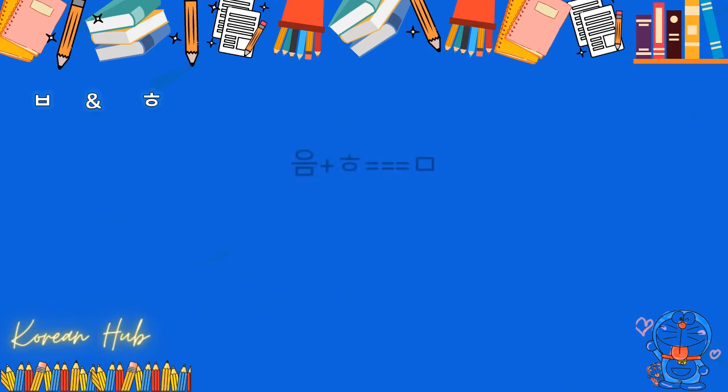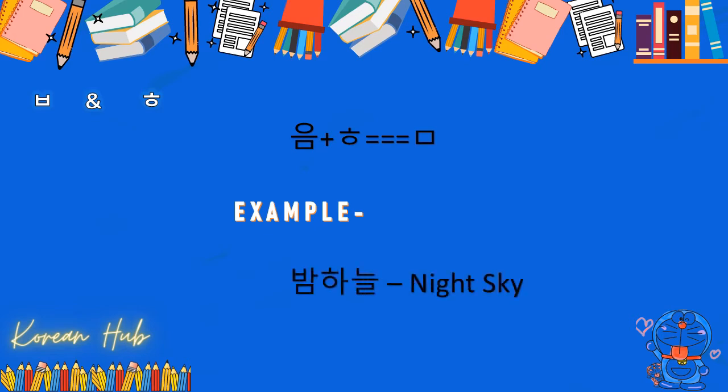When Miyum consonant from the last place of the first character combines with Heo consonant from the first place of the next character, then their combination produces mu sound. For example, 밤하늘.